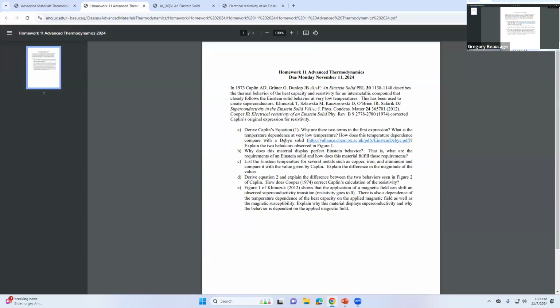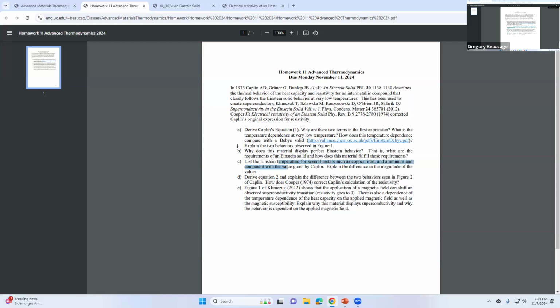I'm going through the questions in here. So there's 2 terms in the first expression. One is the Gruner term, and the other one is the Einstein capacity term. And then why does the material display perfect Einsteins? Because these aluminums have basically, they're independent of the lattice, so there's no cooperative interaction. So deviations from Einstein because one atom moves and the other one has to move, but if they're independent, then you get perfect Einstein. So aluminums give it most of the heat capacity. So it's a perfect Einstein solid.